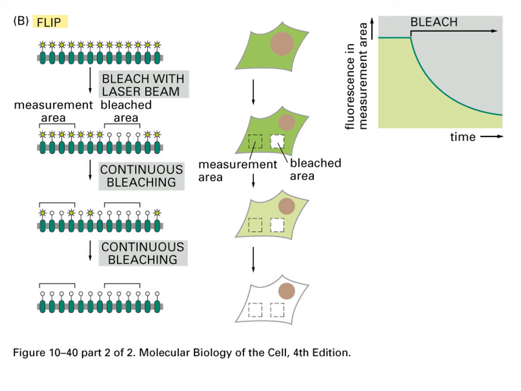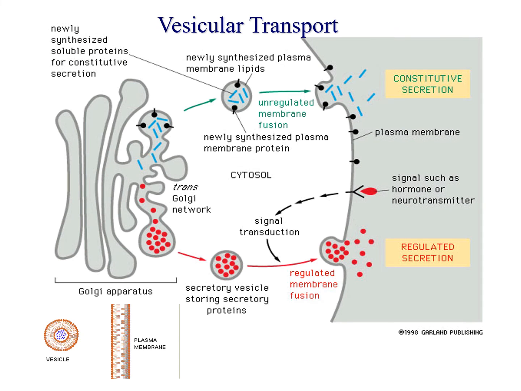And so here is a laser, you bleach it, and then you start measuring, and you do continuous bleaching. And over time, this area you're measuring drops, and it shows that bleaching will drop that area. Okay, so it's not like all these proteins land here, everybody's getting bleached.